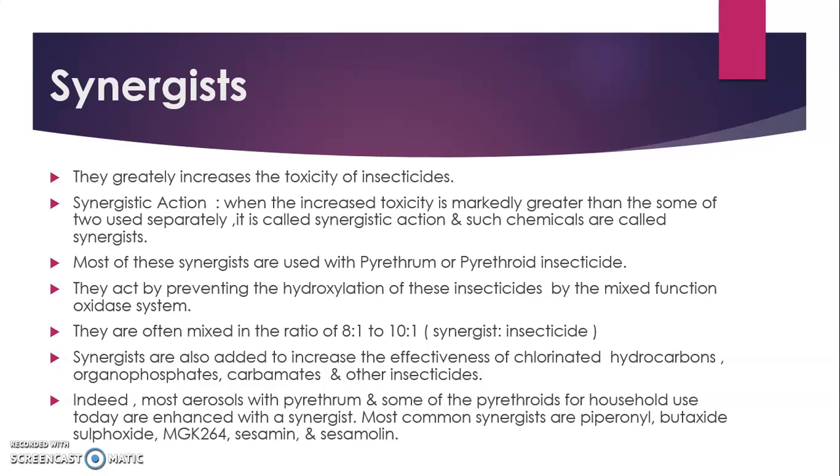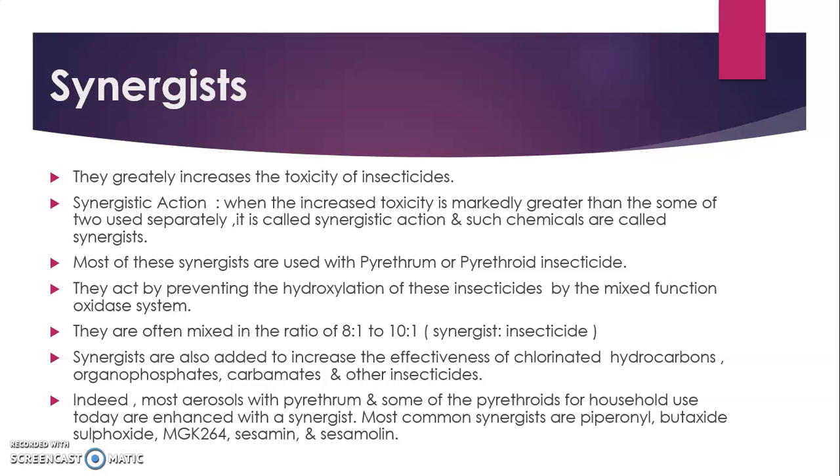Synergist greatly increases the toxicity of insecticide. Synergistic action: when the increased toxicity is markedly greater than the sum of the two used separately, it is called synergistic action, and such chemicals are called synergists. Most of these synergists are used with pyrethrum or pyrethroid insecticide. They act by preventing the hydroxylation of these insecticides by the mixed function oxidase system.